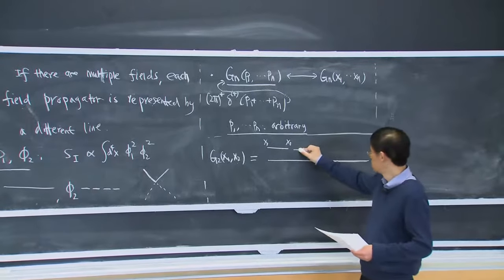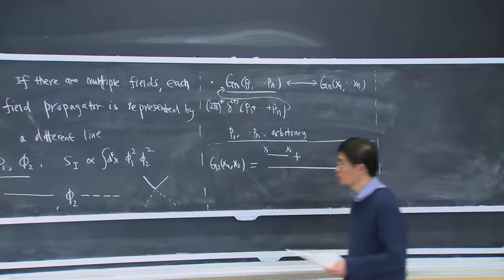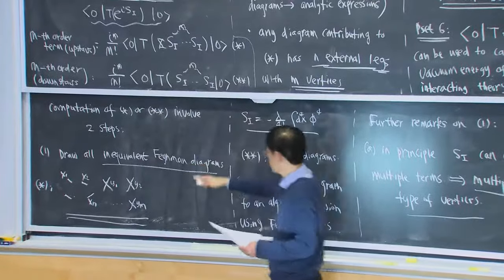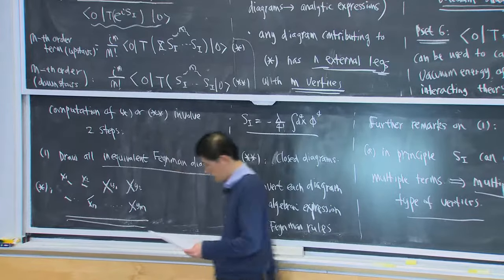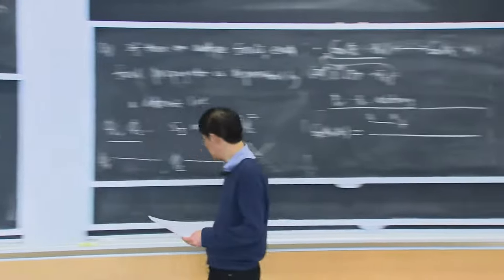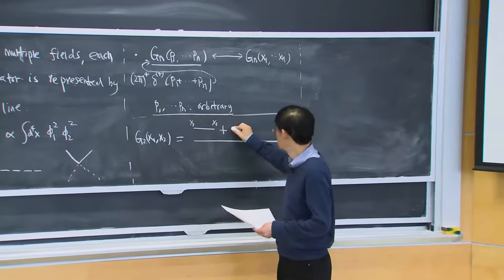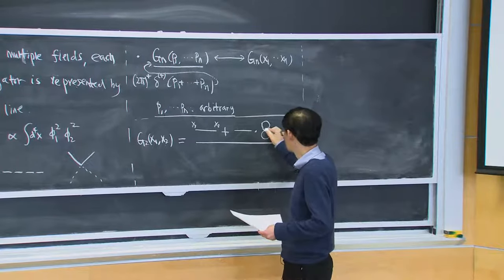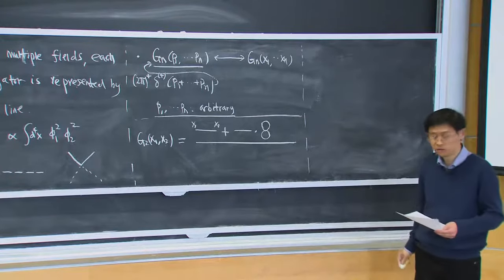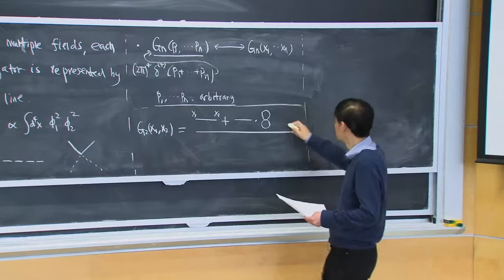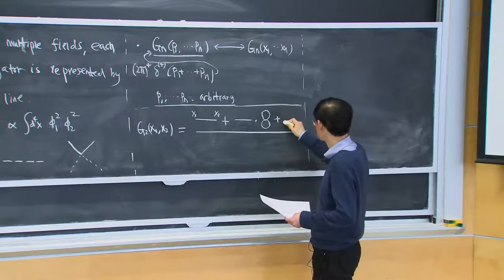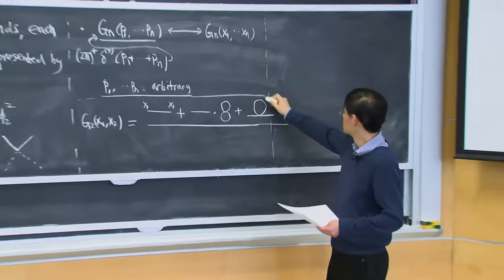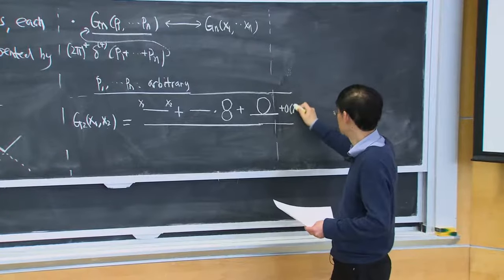And then the next order is you bring down one power of this si, with four indices. So now there are two possibilities. One possibility is that you still have this line, but times this vertex contracts itself. Another possibility is that you have something like this, and you contract with the vertex. So this is then plus lambda squared.